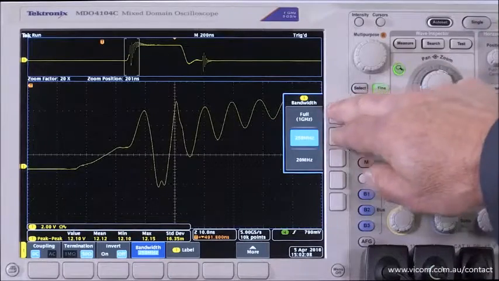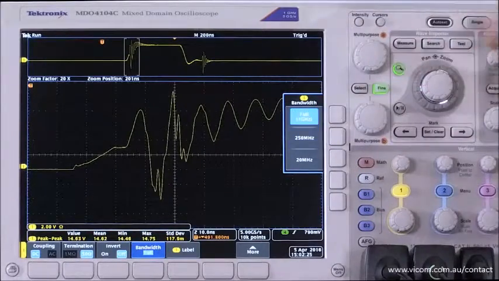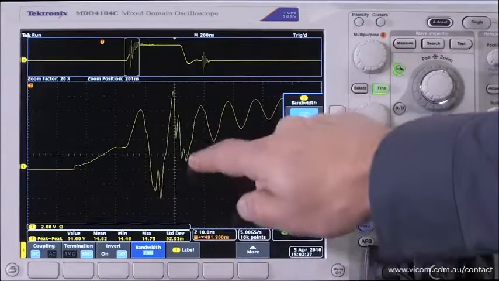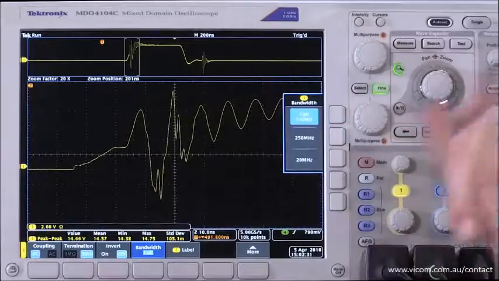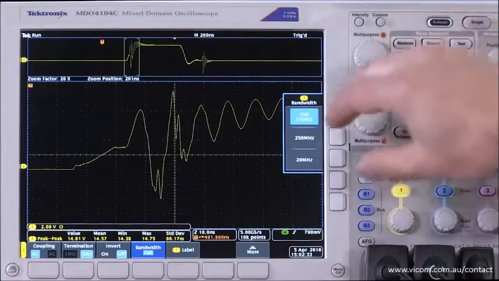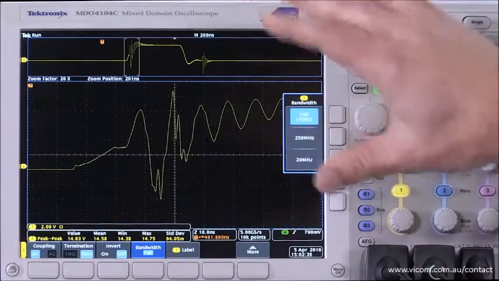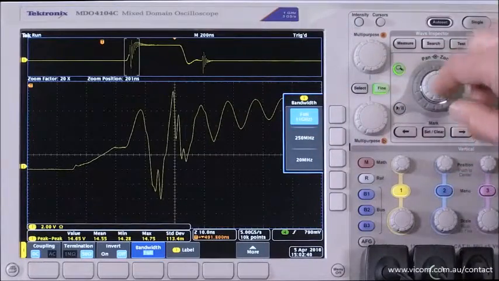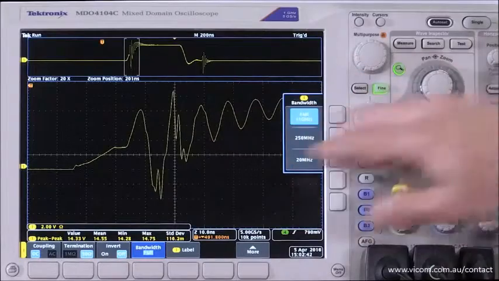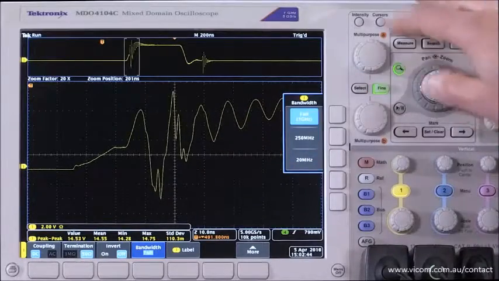So let's go to full bandwidth. So we go to full bandwidth, and then we start seeing more of this detail. So this is really what's happening on my waveform. I went from the 20 megahertz bandwidth limit, I went to the 250, and now I'm at a gigahertz. So I'm seeing all that high frequency components coming through on my signal. Let's go measure what this ring is. Now we have the ability to accurately measure that signal.